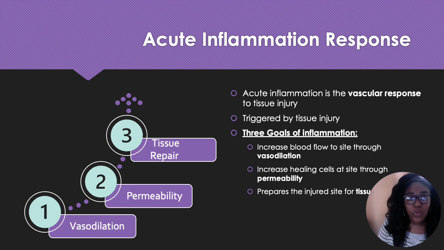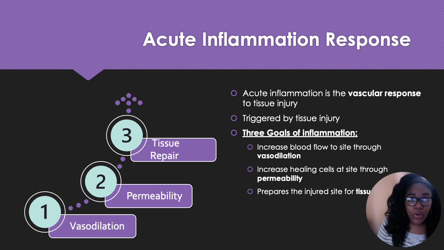So here we're discussing when that first line of defense is broken, we move into the inflammation response. So this is your second line of defense that is activated. This is called your vascular response, and normally it's in response to some sort of tissue injury. And there are three goals of this inflammation response. You want to have vasodilation or increased blood flow to the site of injury. You want to have permeability, where the cells that are involved with healing help get to that site of injury through permeating the epithelial cells. And then we want to prepare the area of injury for tissue repair.